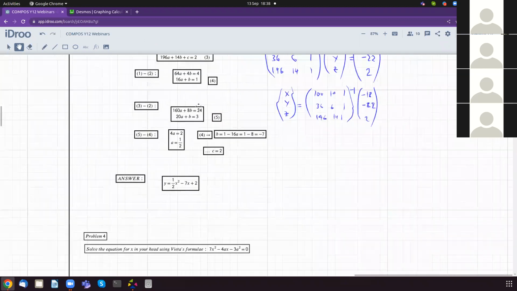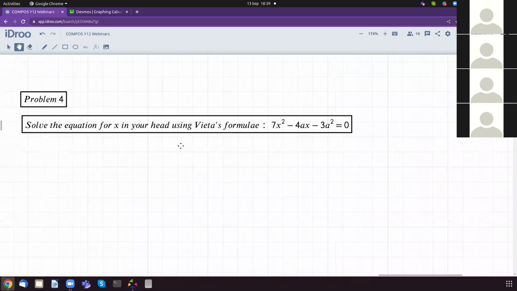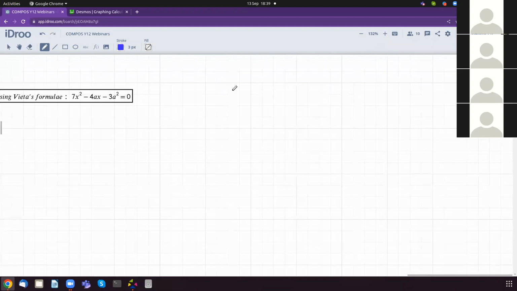Okay, moving on. Solve the equation for x in your head using Vieta's formulae. Vieta's formula is something you don't study in school, but I think it's an incredibly useful tool if you know how to use it properly. So let's say you have a simple equation, x squared minus 5x plus 6 equals 0. Normally you would factorize it, and say it's x minus 2, x minus 3, so x is 2 and x is 3.